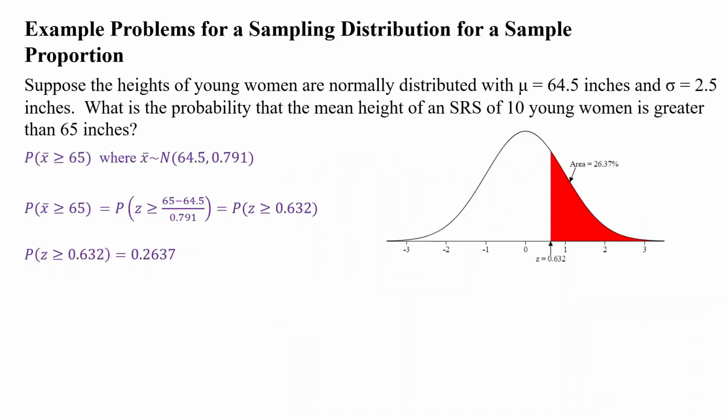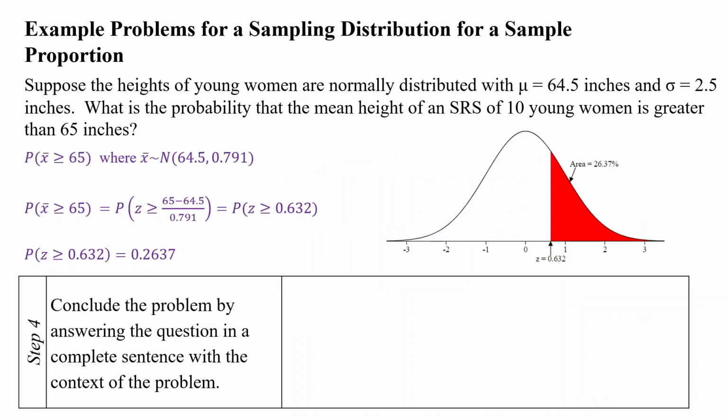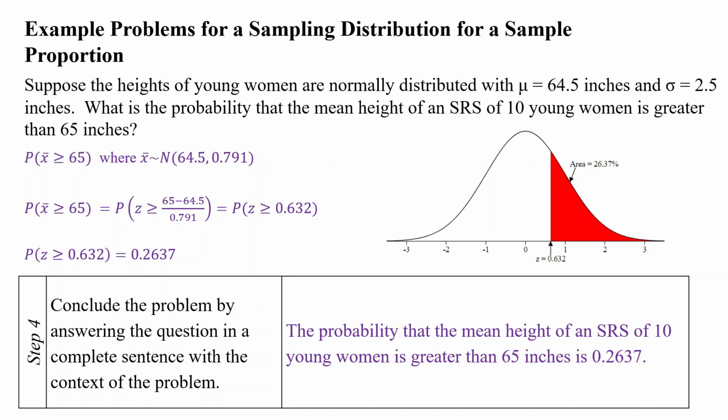And then, of course, the last step, once we have all of that, is going to be to conclude. Okay. Conclude the problem. We want to put context to this conclusion. So we would say the probability that the mean height of an SRS of 10 young women is greater than 65 inches is 0.2637.